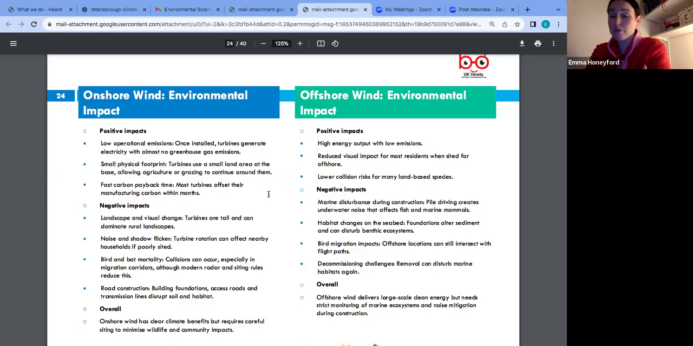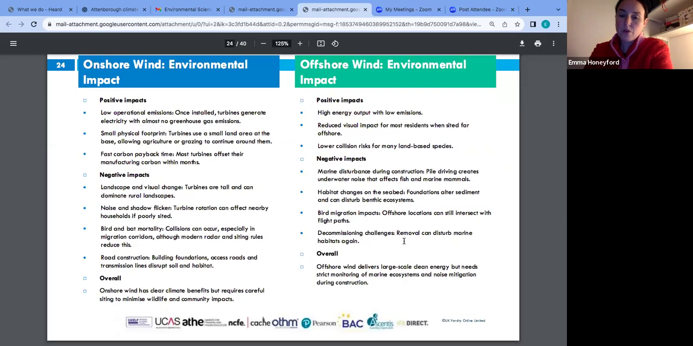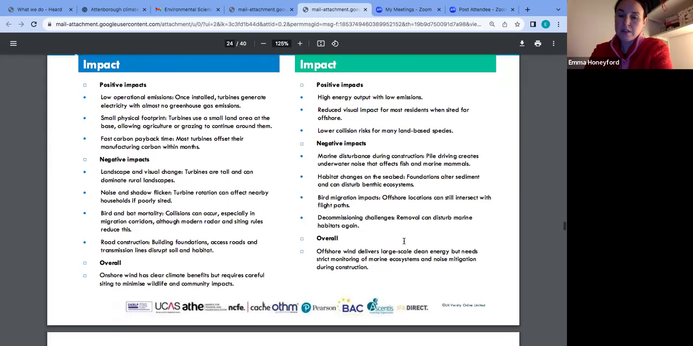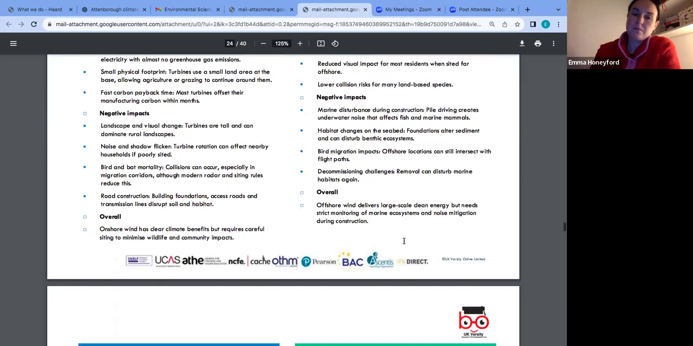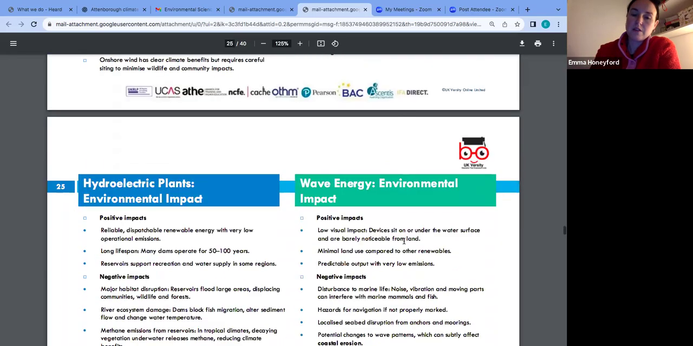Sea life is very important for us. We need biodiversity. We need our seas, and obviously the sea does store carbon as well, and some of the plant life will be part of that. So you've got bird migration impacts. Offshore locations can still intersect with flight paths. Overall, offshore wind delivers large-scale clean energy but needs strict monitoring of marine ecosystems and noise mitigation during construction. So all of these different technologies come with different impacts.